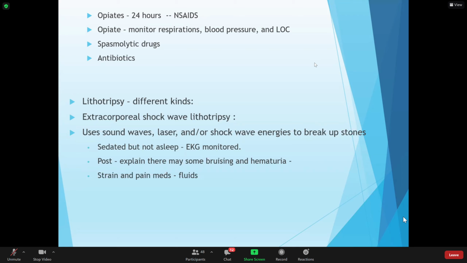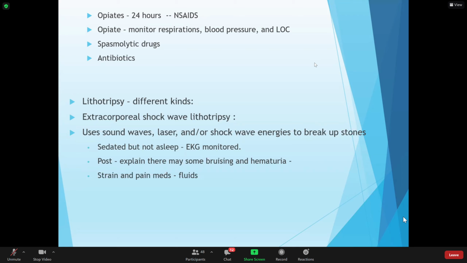Now, if they're severely bleeding from the kidney stone, and I'm talking bright red blood, we probably would hold off on the NSAIDs and pick something else. But Tylenol is not going to cut it for these patients. It's not going to be enough. If we give them the opioids, monitor the respirations.